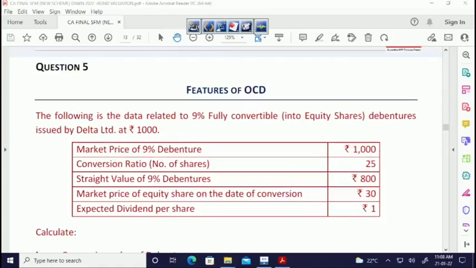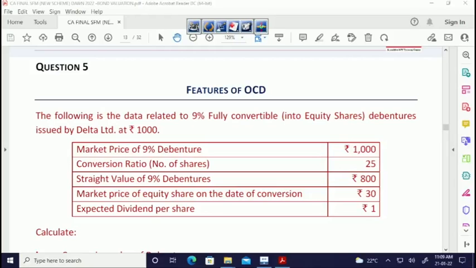Okay, look at this sum. Question number 5, features of an OCD. Following is the data related to 9% fully convertible debentures issued by Delta at 1000. Market price is 1000. Now that's a coincidence that the face value and the market price are the same. 9% debenture, conversion ratio 25, so you will get 25 shares. Usually when we divide the face value by 25, we get the conversion price, and if we divide the market price by the number of shares, we get the conversion parity price. Here both will be the same.